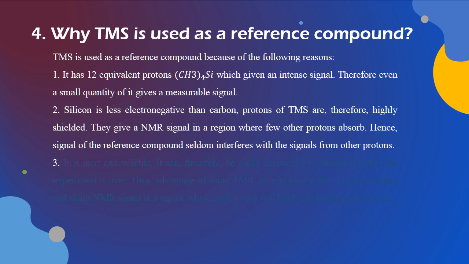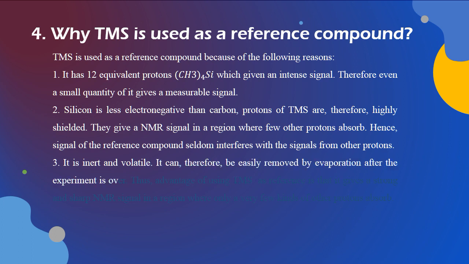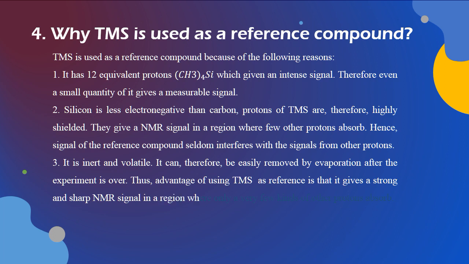Number 3. It is inert and volatile. It can, therefore, be easily removed by evaporation after the experiment is over. Thus, the advantage of using TMS as reference is that it gives a strong and sharp NMR signal in a region where only a very few kinds of other protons absorb.